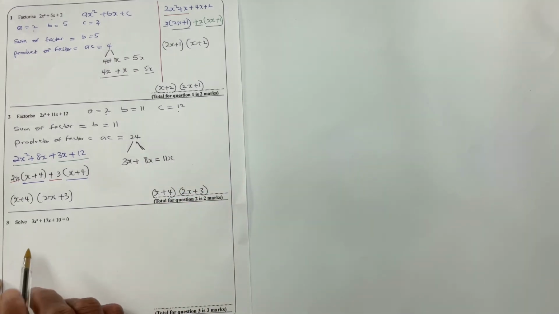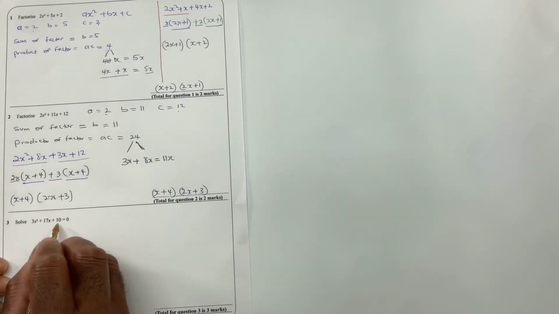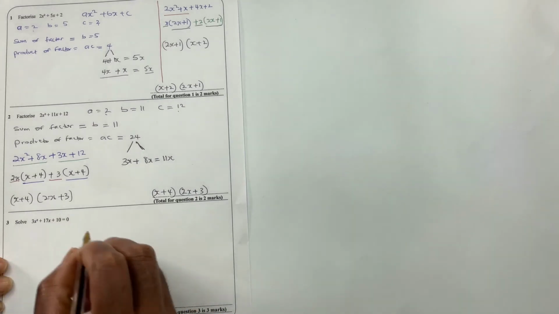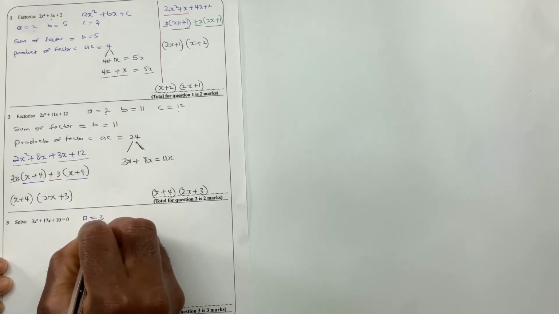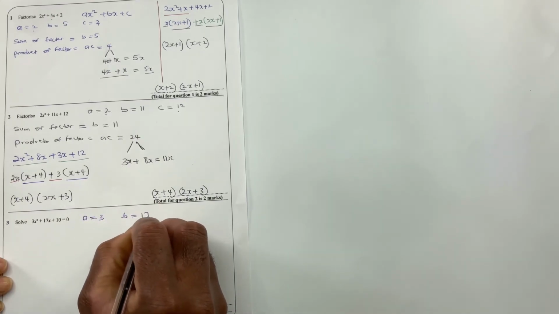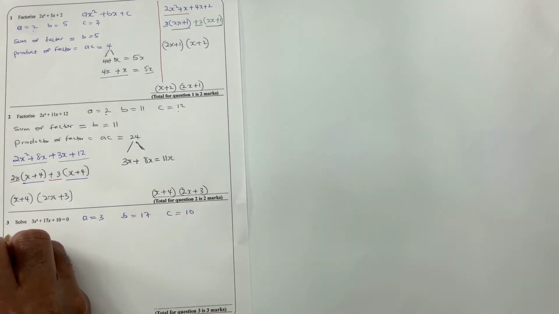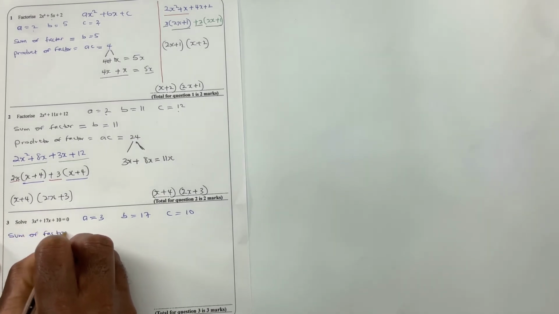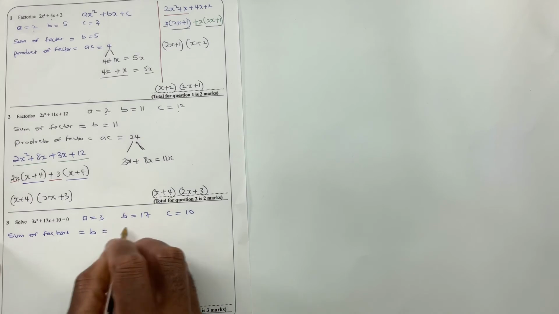So now let's try the last one here. The last one says we need to solve the equation. Well, we need to find the factors, and then we can equate the factors to 0, and we can solve it. So again, we need to do the same thing like we did here. a equals 3, b equals 17, and c equals 10. We need to find the sum of factors, which is equal to b, which equals 17.